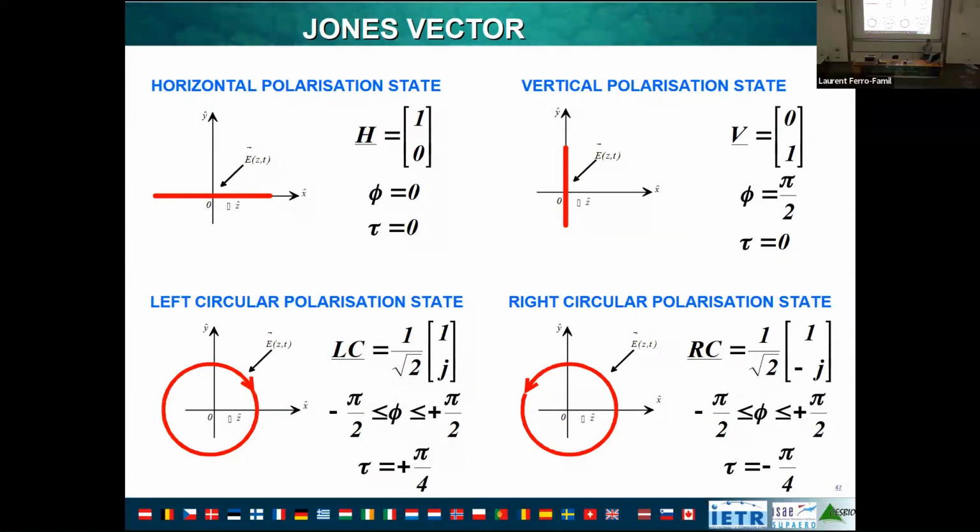Vertical polarization, we have the opposite in terms of Jones vector, 0, 1. It's still a flat ellipse, but it is oriented. It has an orientation of pi over 2, and then you have the left circular ellipse and the right circular one. Okay, so we are looking this way, and for these two polarizations, circular polarizations are characterized by a value of tau which is equal to plus or minus pi divided by 4. And in this case, the orientation is meaningless. So it is something you don't care about. Any value is okay.